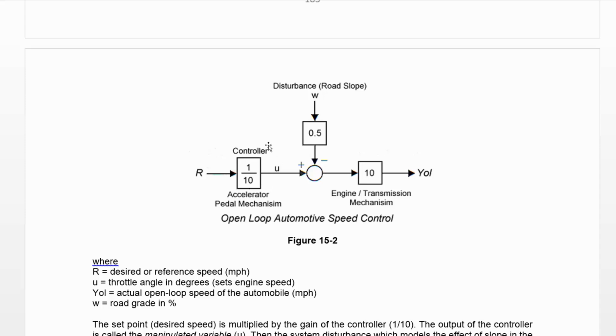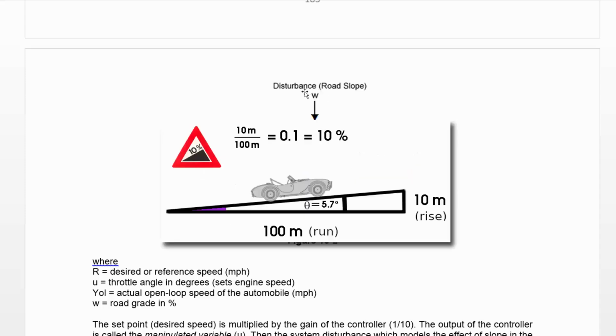And the controller mechanism, which is our accelerator pedal, has a gain of 1/10. That means for the angle coming in, we get 1/10 output manipulated variable to our carburetor. And then we sum that with the disturbance from the road. And the road will have a disturbance called the slope, which is just a gain itself.